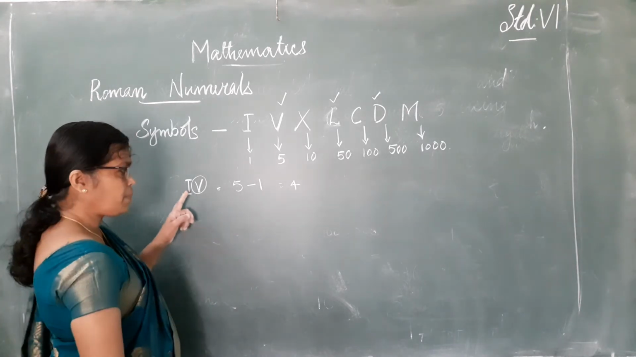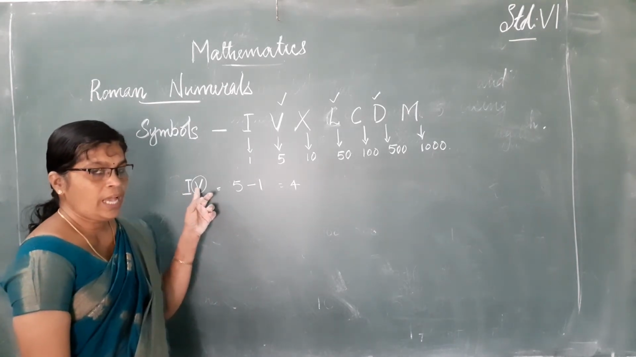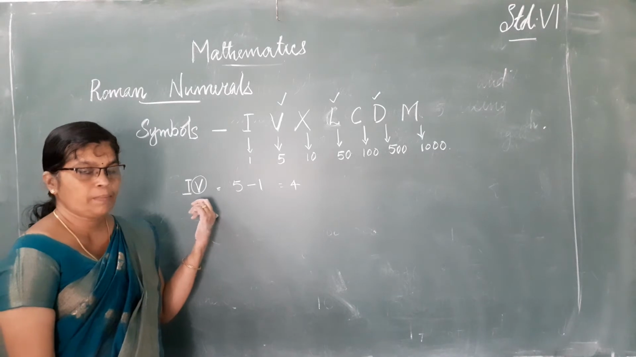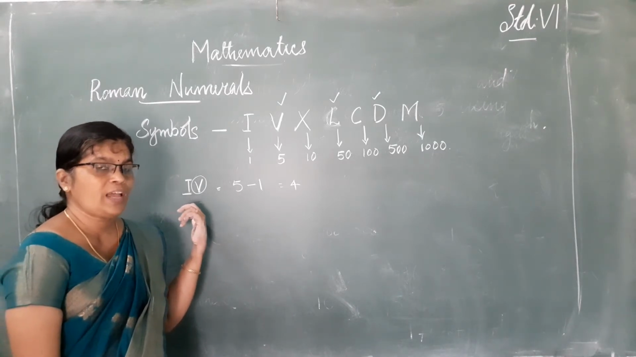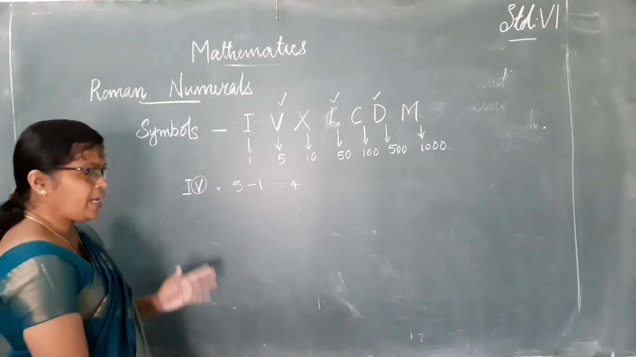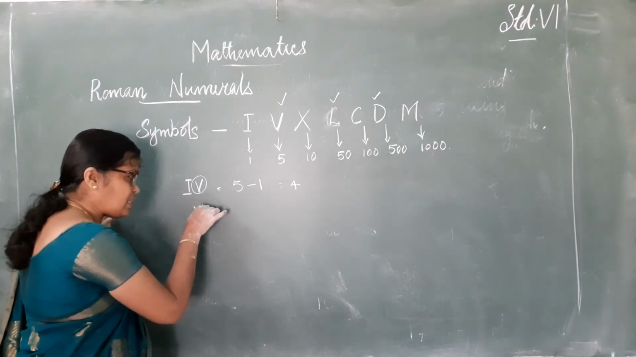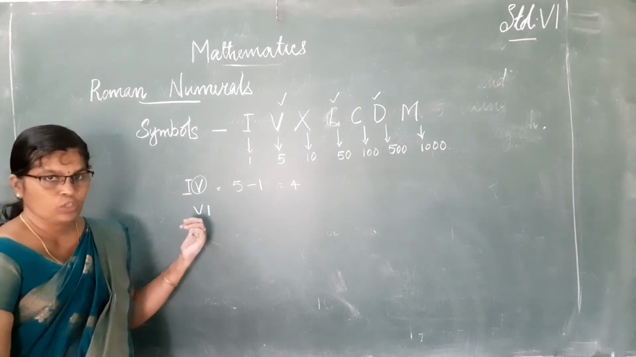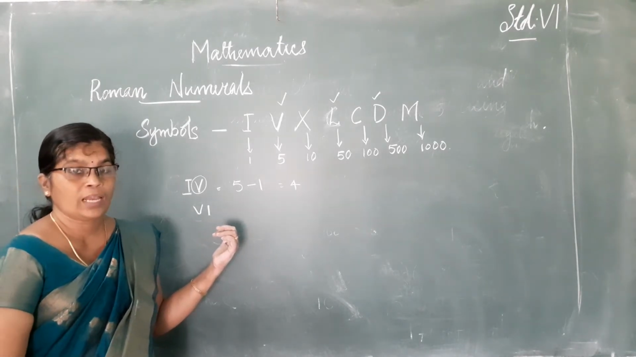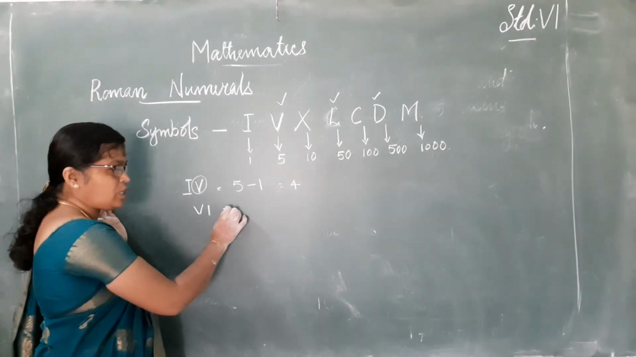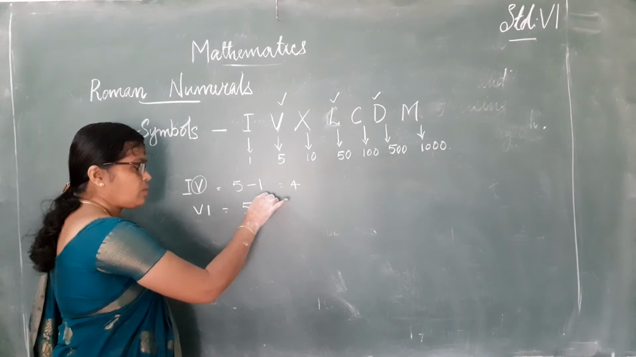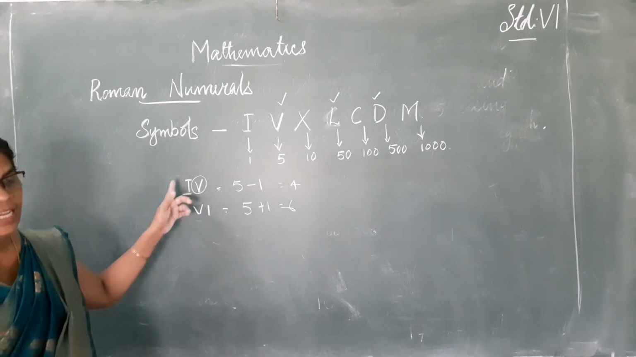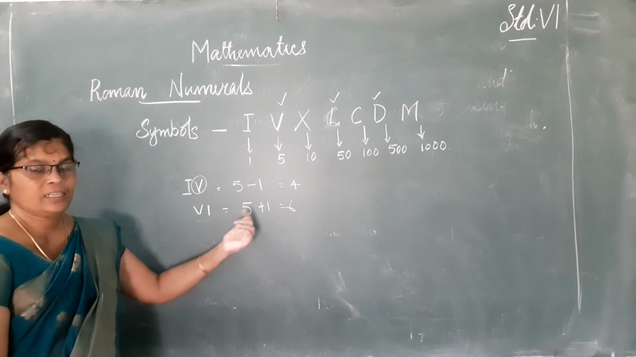Okay. So the symbol of greater value and the symbol of lower value: if the symbol of smaller value is written to the left of the symbol of greater value, then the smaller value gets subtracted. And the other way, if the smaller symbol is written to the right of the greater symbol, then what happens? Its value gets added to the greater symbol. That is 5 plus 1, that is equal to 6. This is 6 and this is 4. See, if it is written on the left side, it will be minus. And if it is written on the right, it will be added.